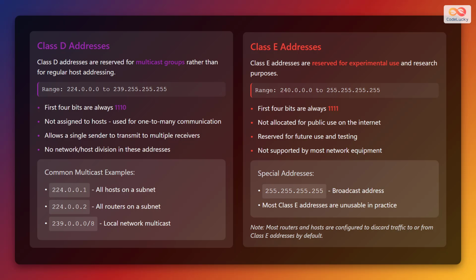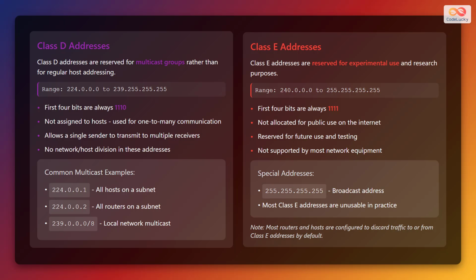Class E addresses are reserved for experimental use and research purposes. The range for Class E is 240.0.0.0 to 255.255.255.255. The first 4 bits are always 1111. These are not allocated for public use on the Internet and are reserved for future use and testing.